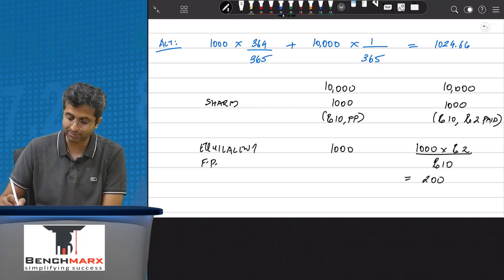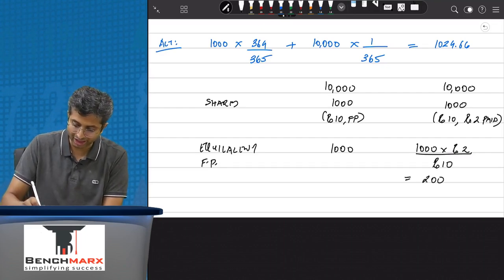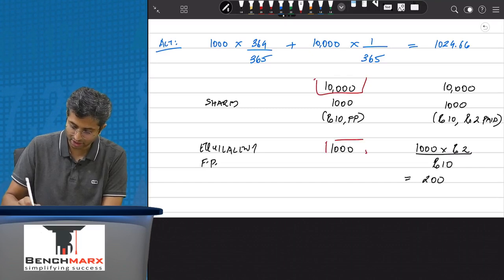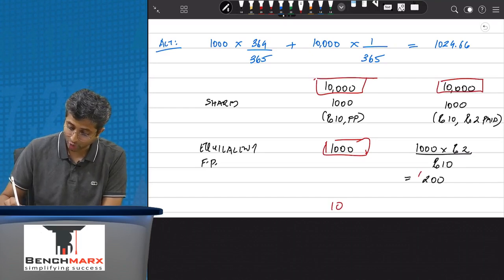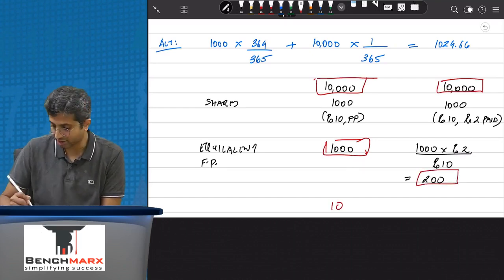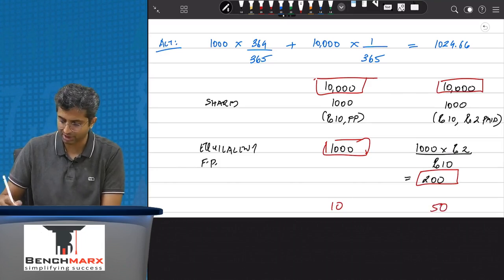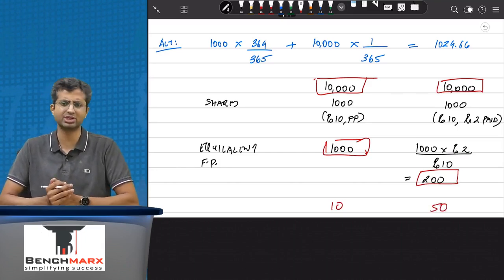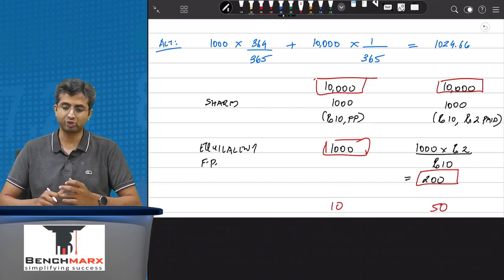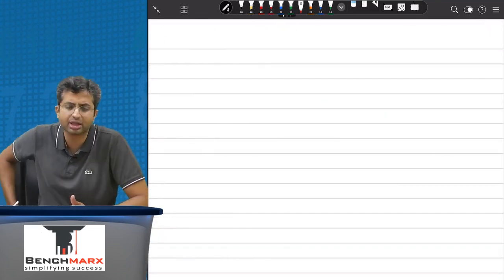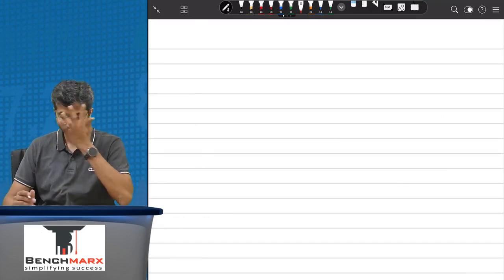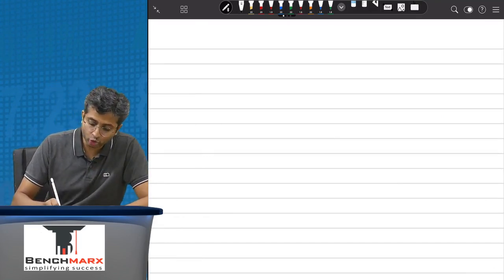So when you look at your EPS calculation, you will do 10,000 divided by 1000, and as a result this will come to a basic EPS of 10. However, here you do 10,000 divided by only 200, and as a result this shows a much better performance, let us say at rupees 50, which is correct. So partly paid up shares will be converted into equivalent fully paid up shares and then used in the basic EPS calculation.